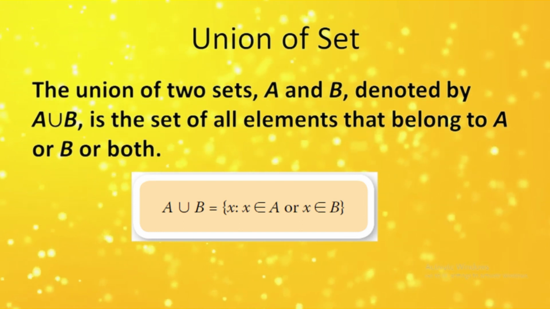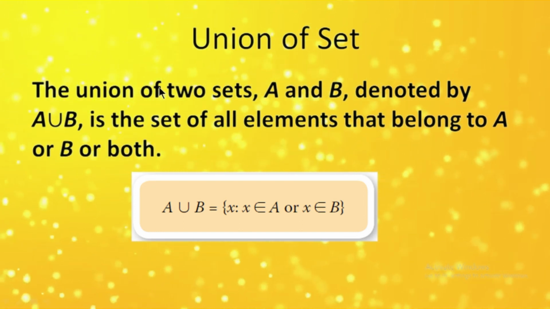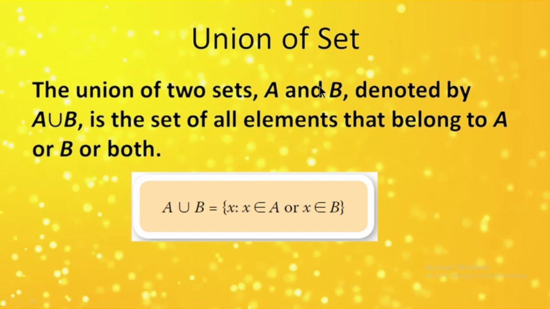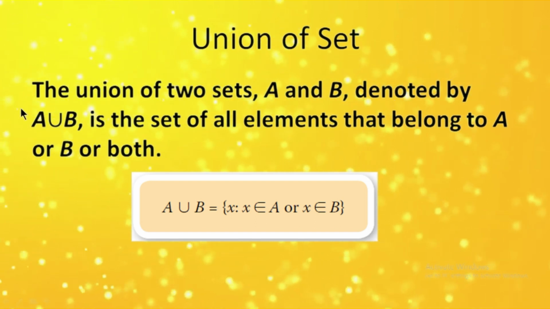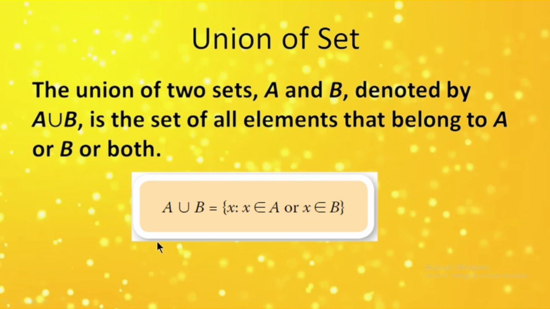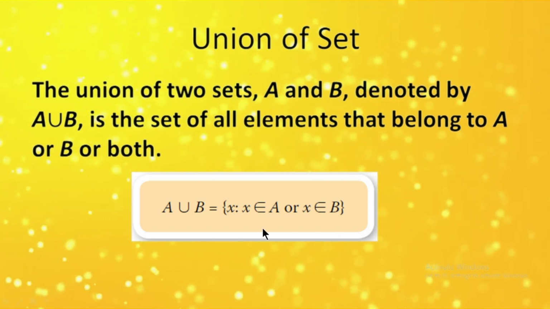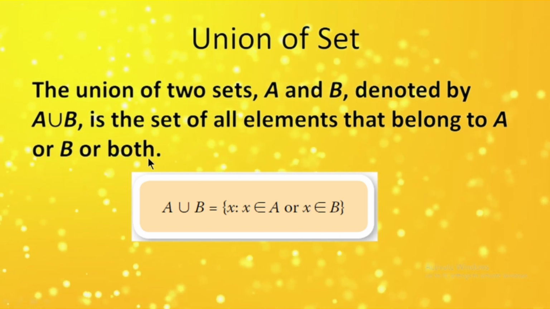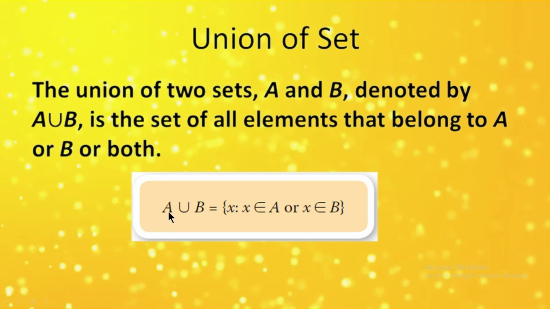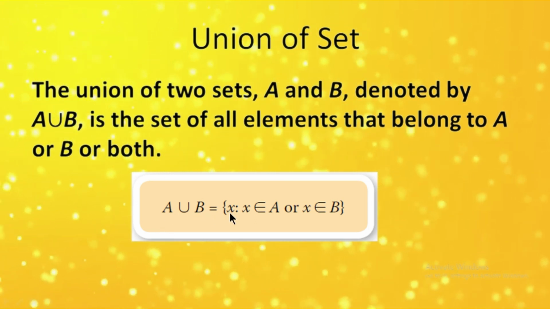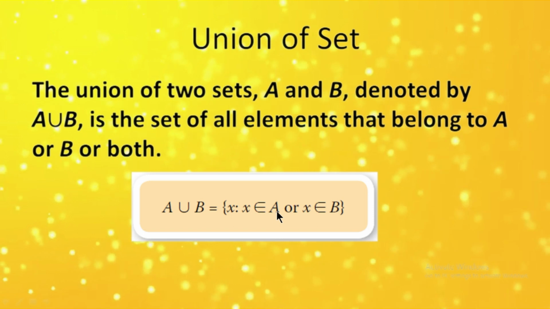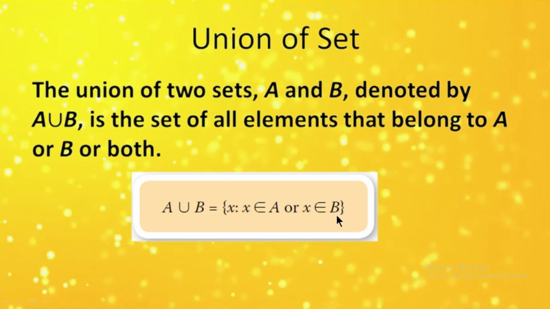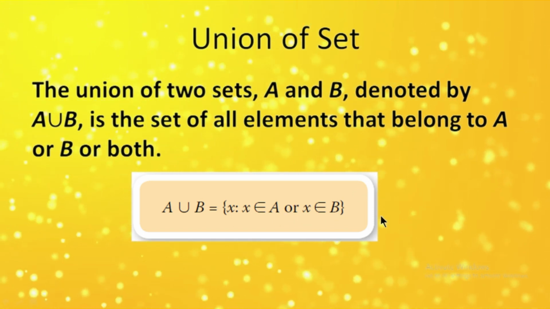Union of sets. The union of two sets A and B, denoted by this, called A union B, is the set of all elements that belong to A or B or both. So the elements of A union B are X, where X belongs to A or X belongs to B. So let's jump to the example.